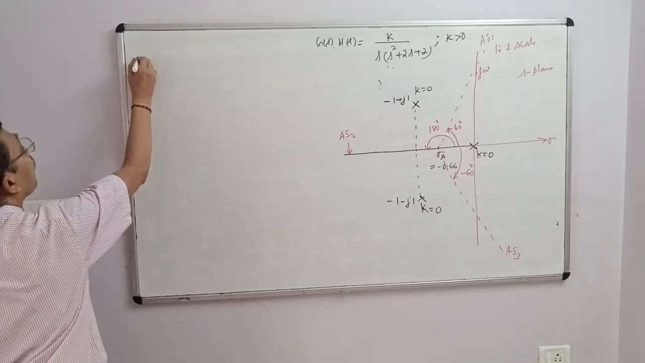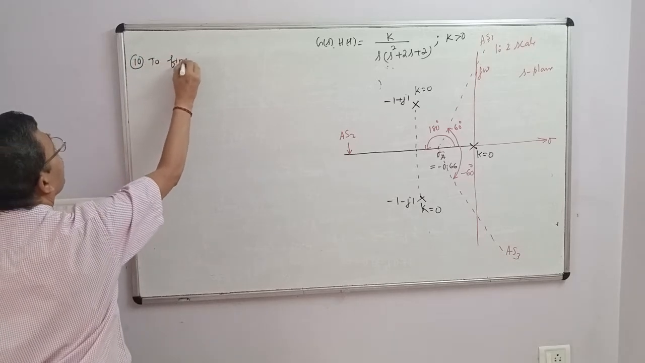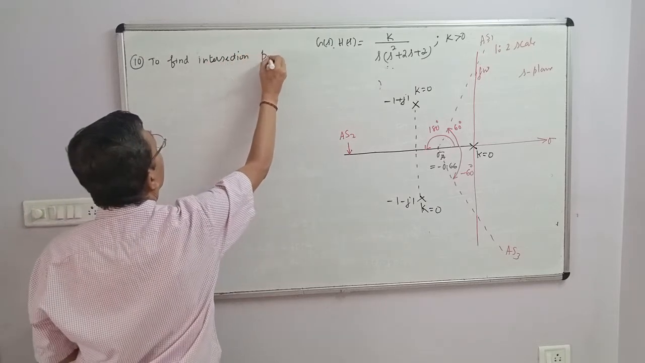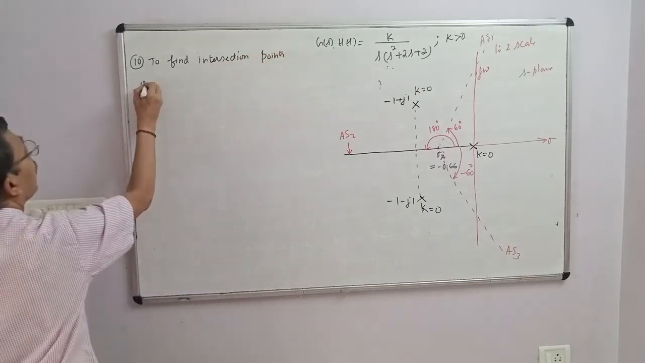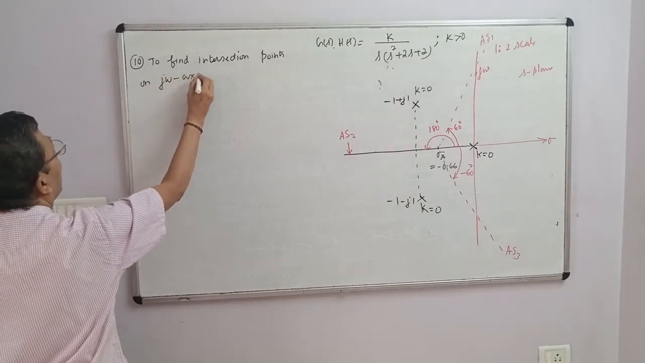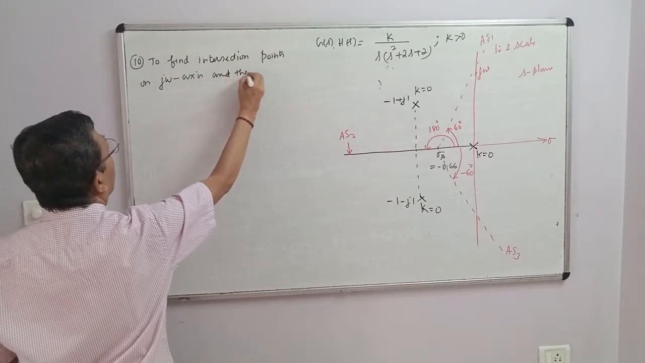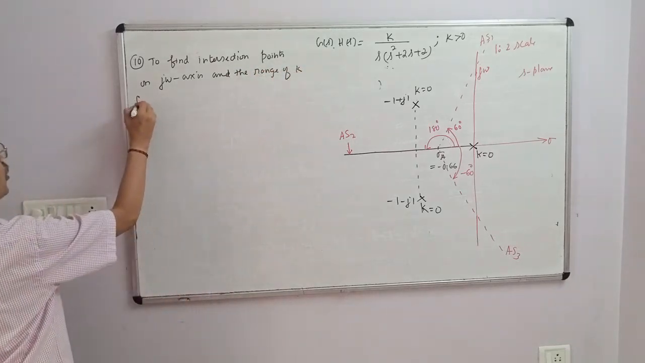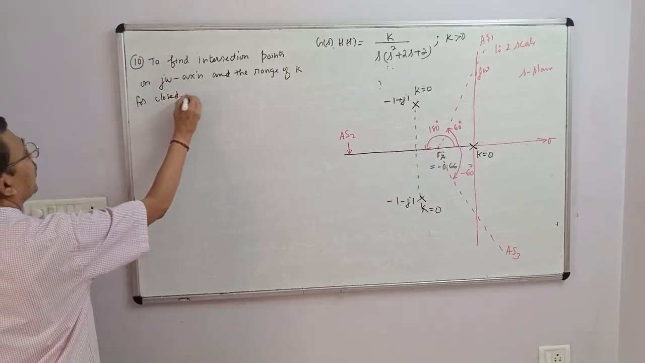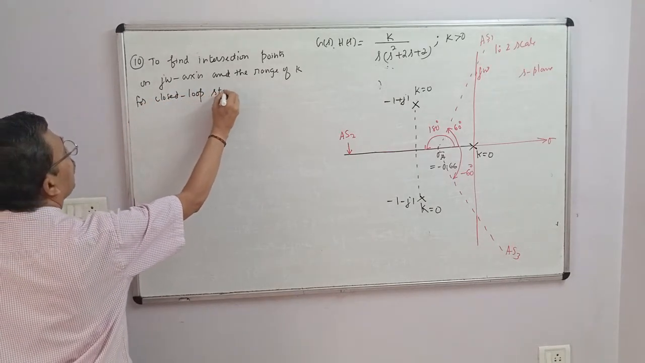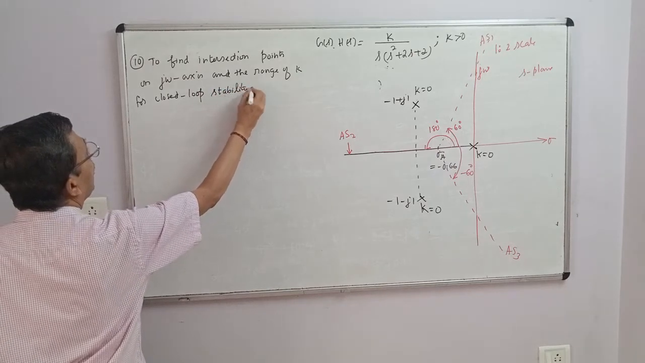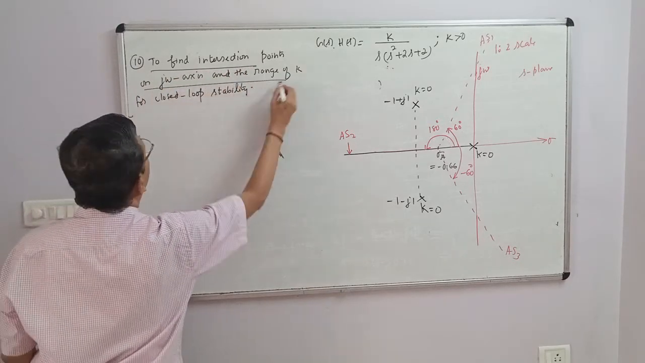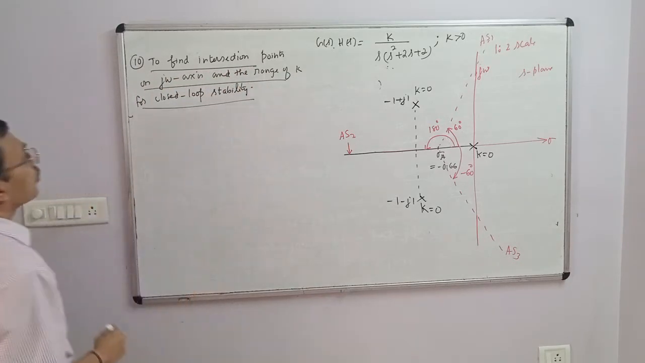Next step, to find the intersection points on the j omega axis and the range of k for closed loop stability.